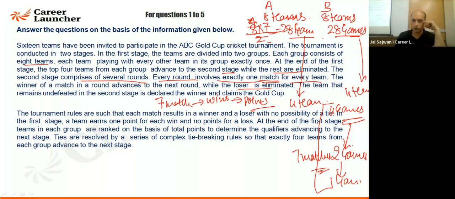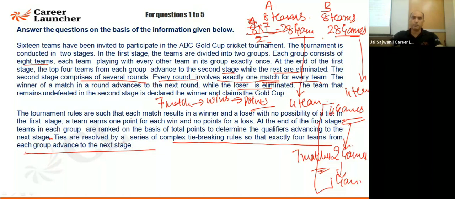To determine the qualifier advancing to the next stage, ties are resolved by a series of complex tie-breaking rules so that exactly 4 teams from the group advance to the next stage. It may be possible that rather than 4 teams, 5 teams are at the same level. In that case, the tie-breaking system is to be taken, which is a very complex system. That is what they mentioned.